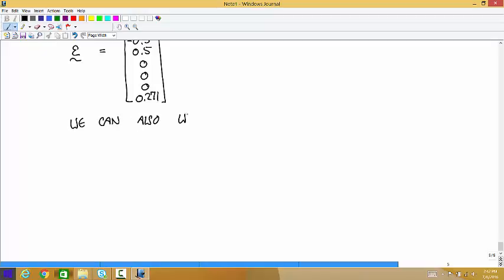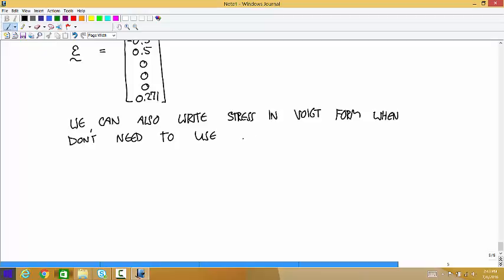We can also write the stress in this Voigt form when we don't need to take advantage of the fact that the stress is this thing called a tensor. So when we don't need to use the tensor properties. Those tensor properties have to do with invariance of this object under rotation.